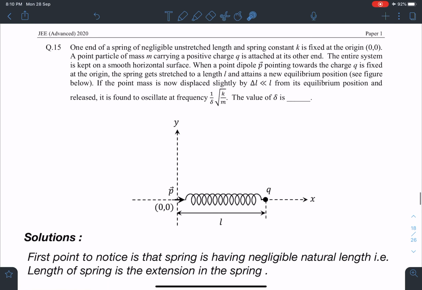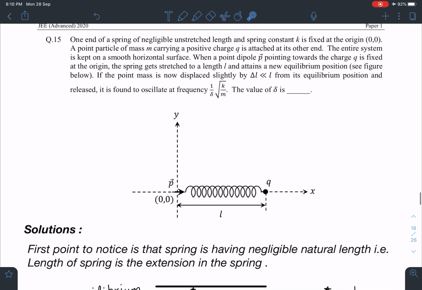The next problem, question number 15. One end of a spring of negligible unstressed length and spring constant K is fixed at the origin. A point particle of mass m carrying a positive charge Q is attached at its other end. The entire system is kept on a smooth horizontal surface. When a point dipole P pointing towards the charge Q is fixed at the origin, the spring gets stretched to the length L and attains a new equilibrium. If the point mass is now displaced slightly, we have to find the frequency of oscillation.